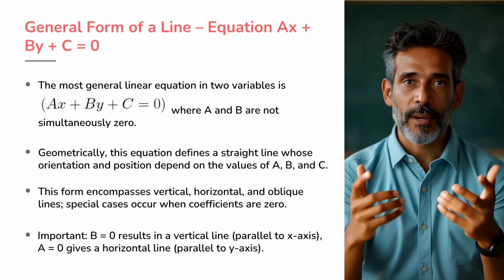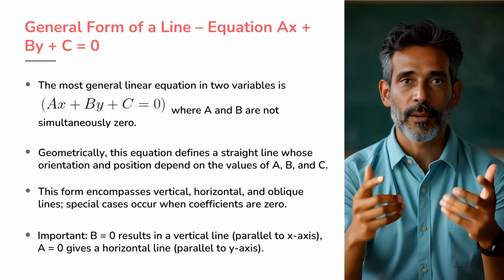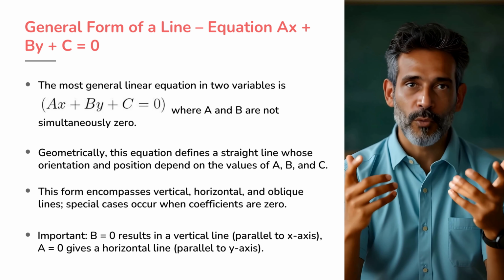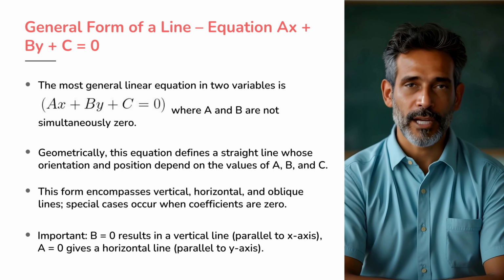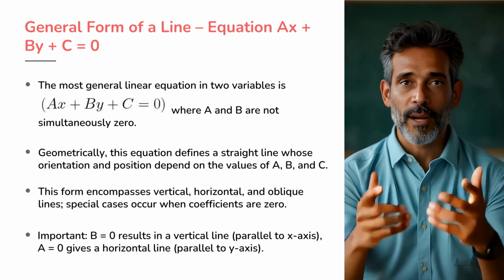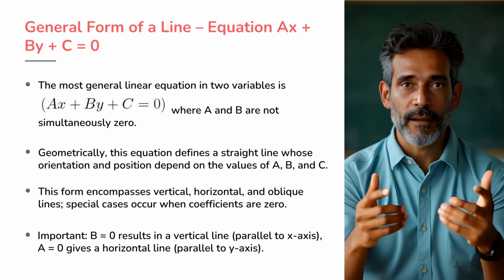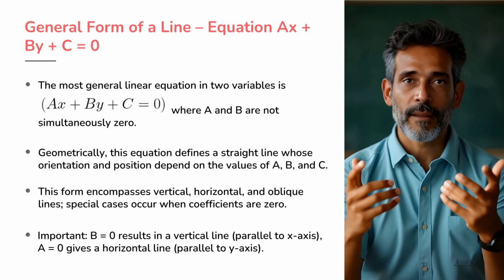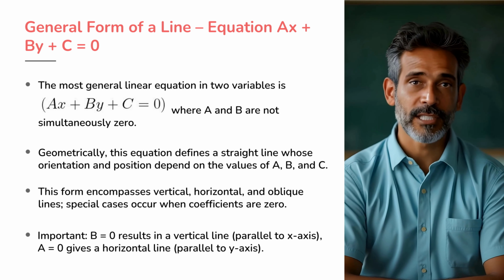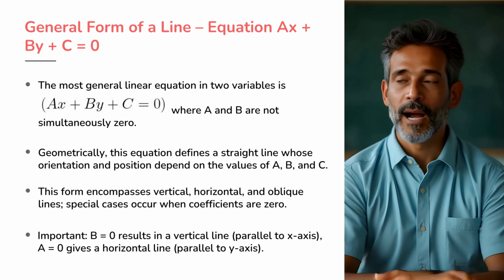For example, if b equals 0, the equation reduces to ax plus c equals 0, or simply x equals minus c divided by a. That's a vertical line parallel to the y-axis. On the other hand, if a equals 0, the equation becomes by plus c equals 0, or y equals minus c divided by b, which is a horizontal line parallel to the x-axis. So this one equation, ax plus by plus c equals 0, cleverly covers all types of lines. Isn't it fascinating that by tuning the constants a, b, and c, we can control both the direction and the position of the line on the plane?